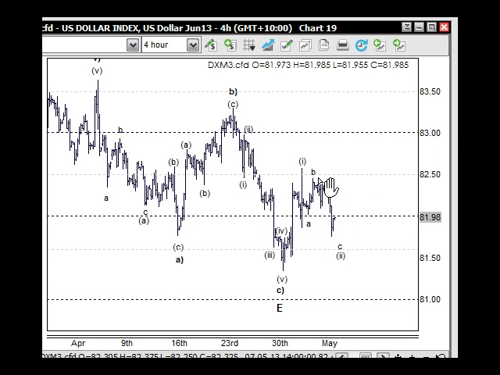So we have to count this as the C wave coming down through here, and there may be one more little push to the downside here before that actually completes, in terms of C waves being in 5 waves, the 1, 2, 3, 4, and 5 to here before we see that push to the upside.